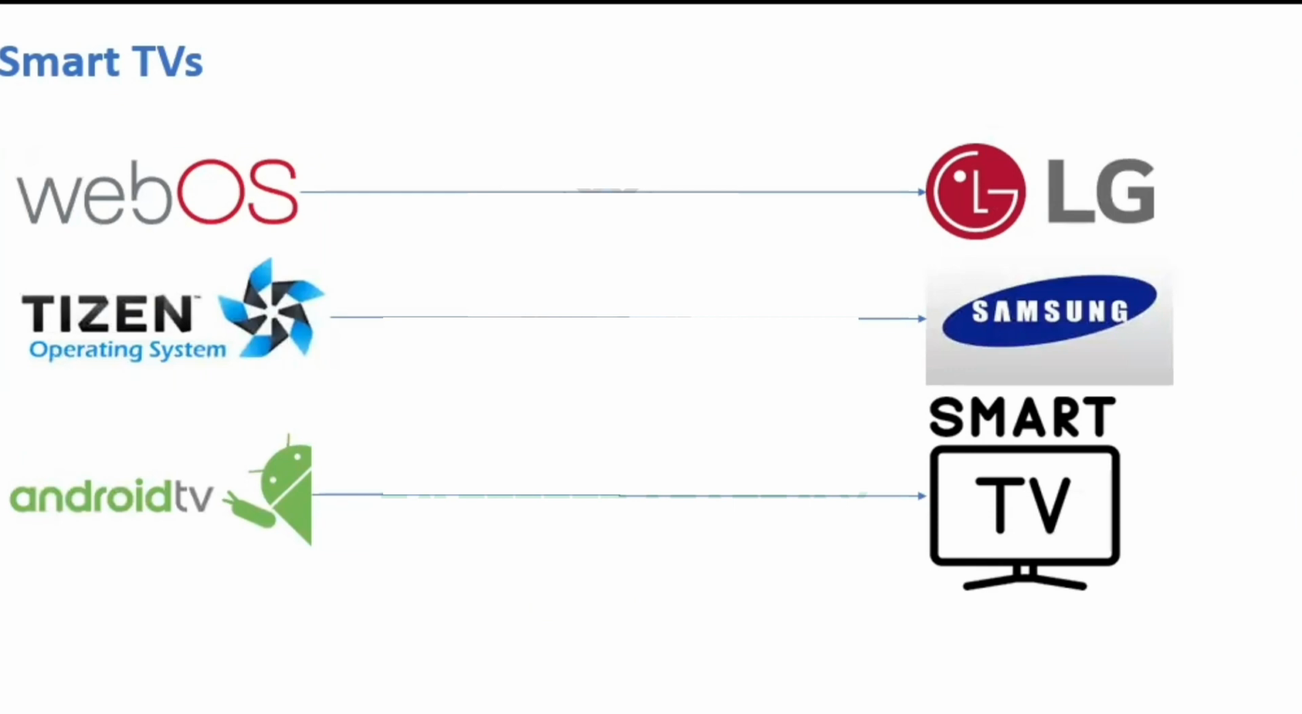So the operating system which LG uses in its smart TV is called webOS. The operating system which Samsung uses is called Tizen operating system. And other brands which make smart TVs use a special version of Android which is tailored for smart TVs called Android TV operating system. But we're discussing about Linux, right?